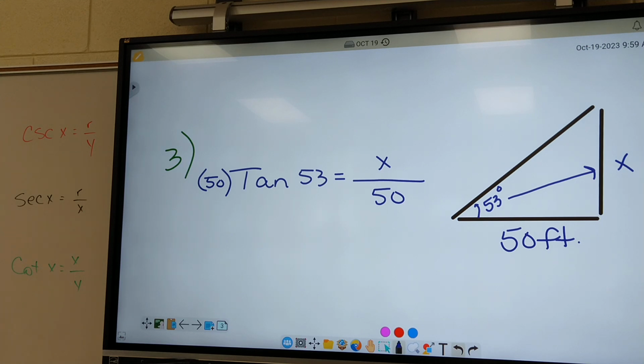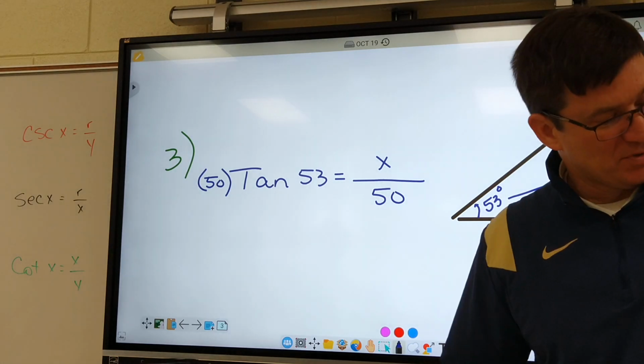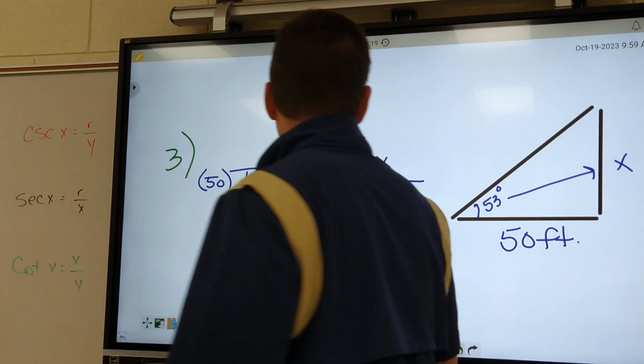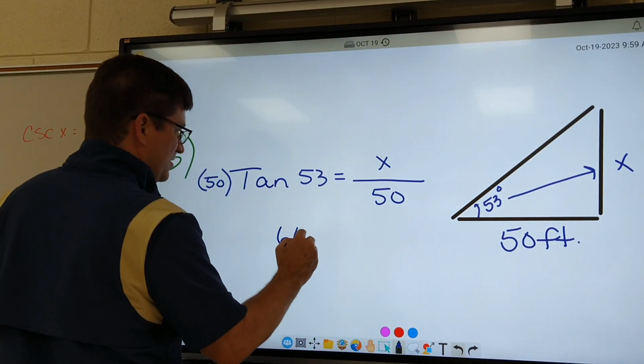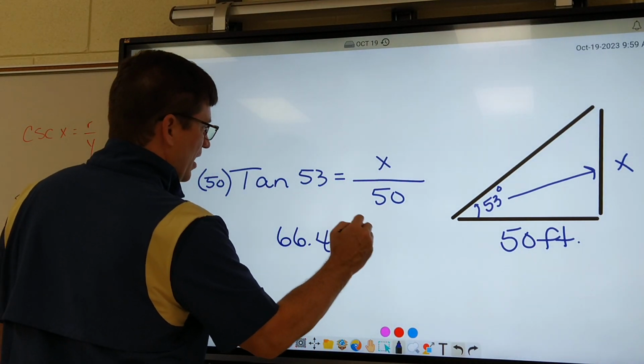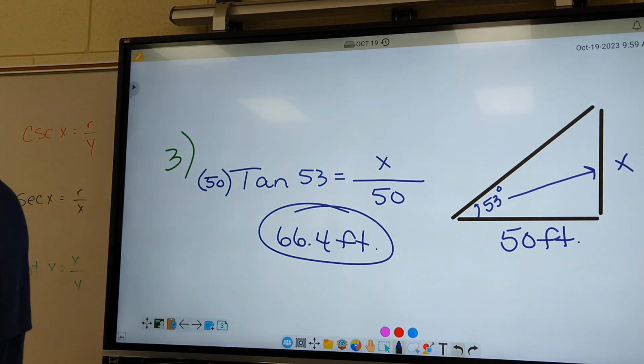50 times tan of 53. All right, I got 66.4. Now question, do I have to change this and make it degrees and minutes? No, because look, I'm not finding an angle this time, I'm finding a side. We just put 66.4 feet. I want y'all to get in the habit of labeling it feet or meters or inches or yards or whatever it's talking about in the problem.